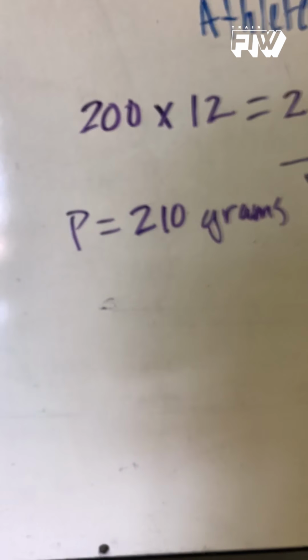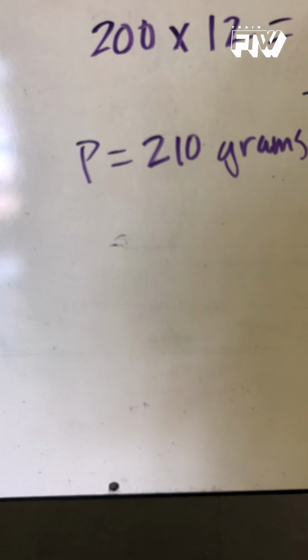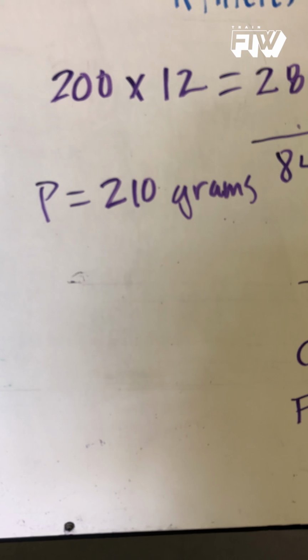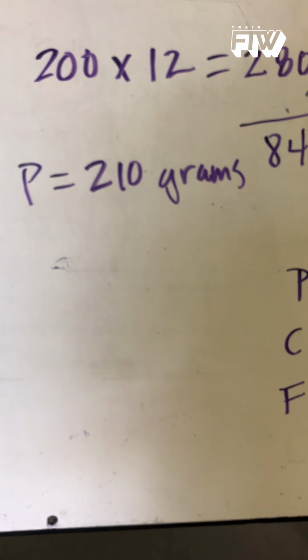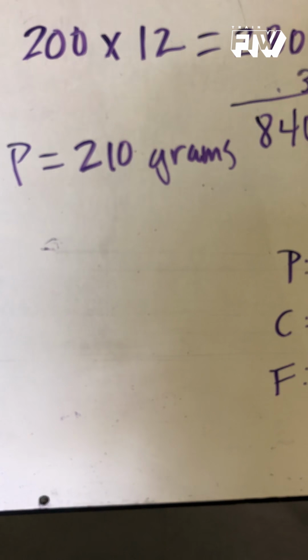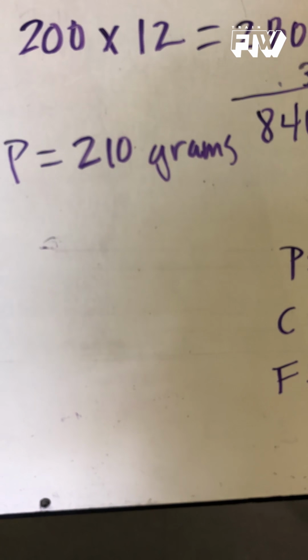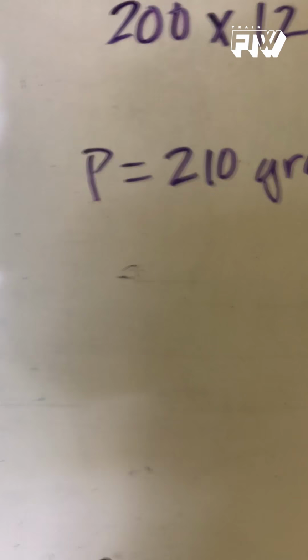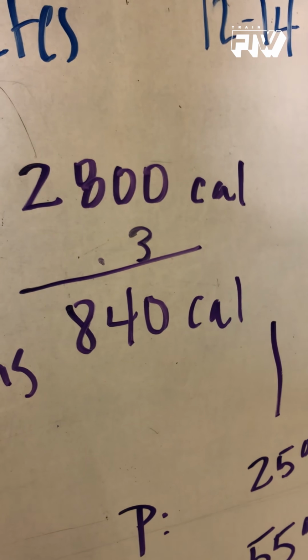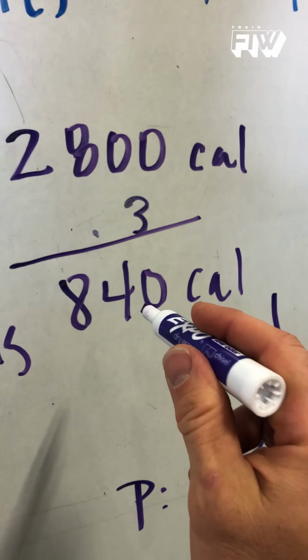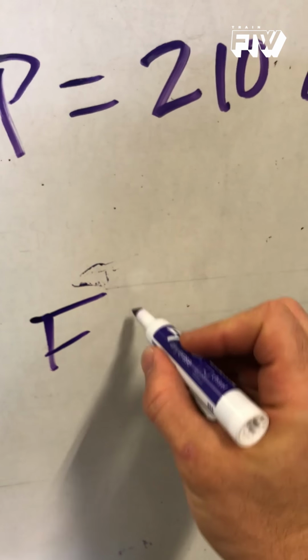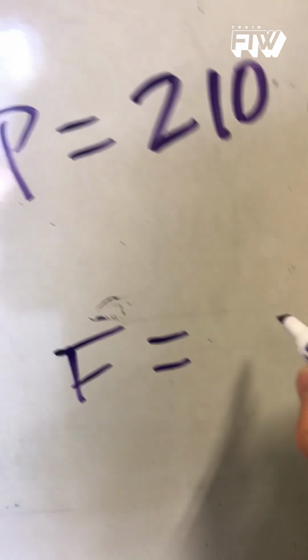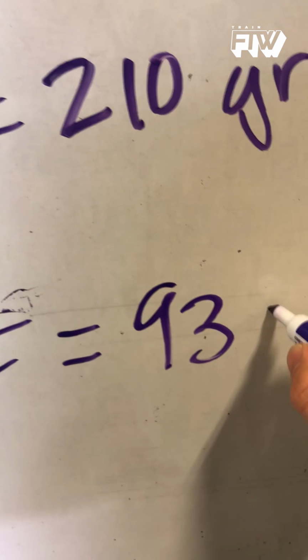Okay, now how many calories are in a gram of fat? Anybody know? You can't interact with me, so I'm just gonna go ahead and pretend like you all said 9. That's correct, 9, great job. Okay, so if I take 840 divided by 9, that's gonna give me my fat. So my fat is 93 grams.